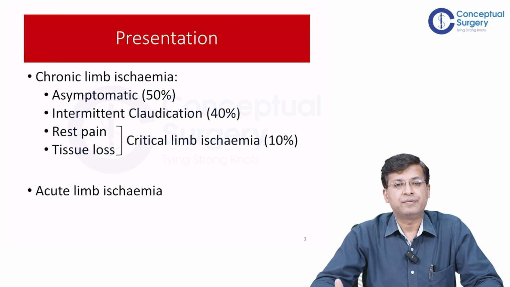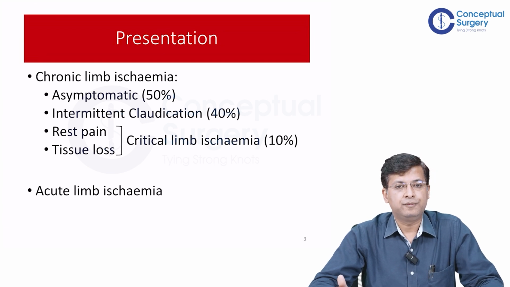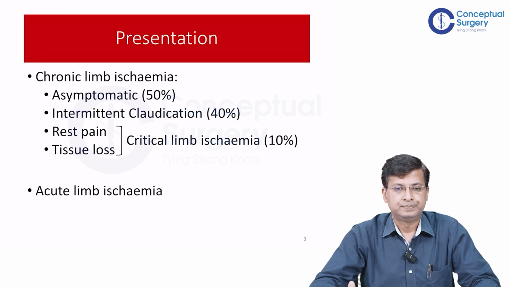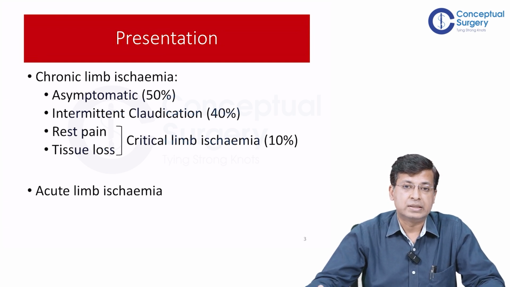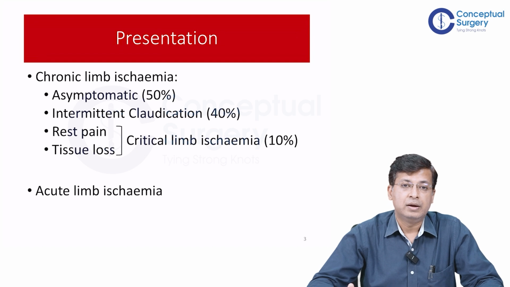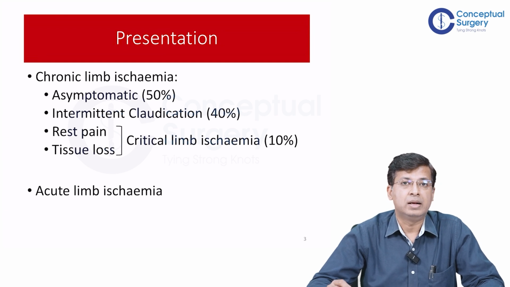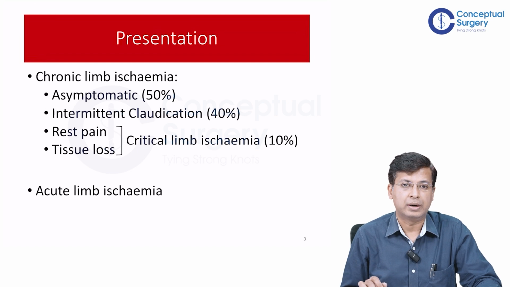Out of all the patients suffering from chronic limb ischemia, 1 in 2 patients will be asymptomatic. Of the remaining 50% who are symptomatic, 40% will present in the form of intermittent claudication. The rest 10% of the patients will have florid and advanced disease, known as critical limb ischemia, which can present as rest pain or obvious tissue loss in the form of gangrene, ulceration, or a self-amputated or auto-amputated part of the limb.